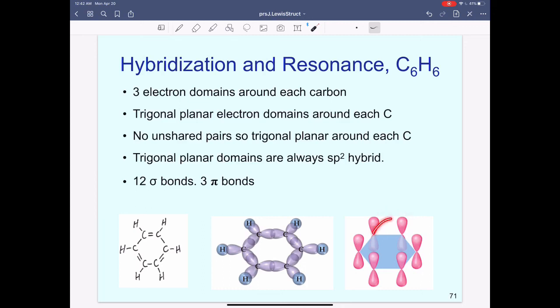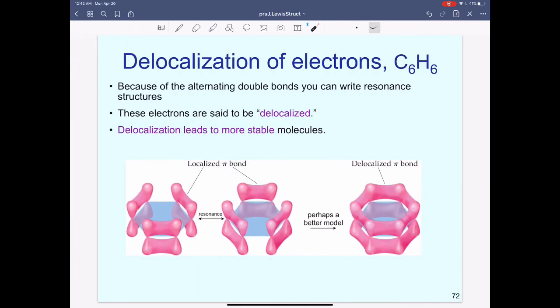Those p orbitals will bend toward one another, resulting in pi bonds. Again, let's be clear, this is 1 pi bond, even though there are 2 parts, the hot dog bun above and below. And because of the resonance that occurs, we have a delocalization of electrons above and below throughout the ring. Delocalization leads to more stable molecules.